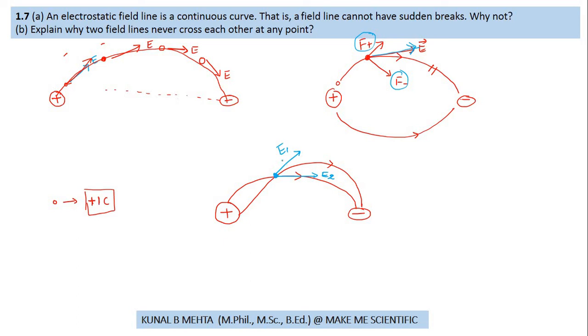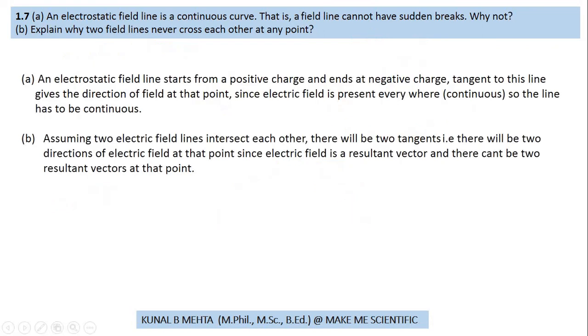People might be still thinking, sir, if I find the resultant of this, guys, you are then thinking in a wrong way. Electric field is a resultant of two vectors. Then there cannot be two resultants, and if you even find the resultant of the resultant, that would be wrong. Right? So that's why two lines will never intersect, whether they are two positive charges or a set of positive negative charges or two negative charges, whichever the system may be. Now this is how we are supposed to write.